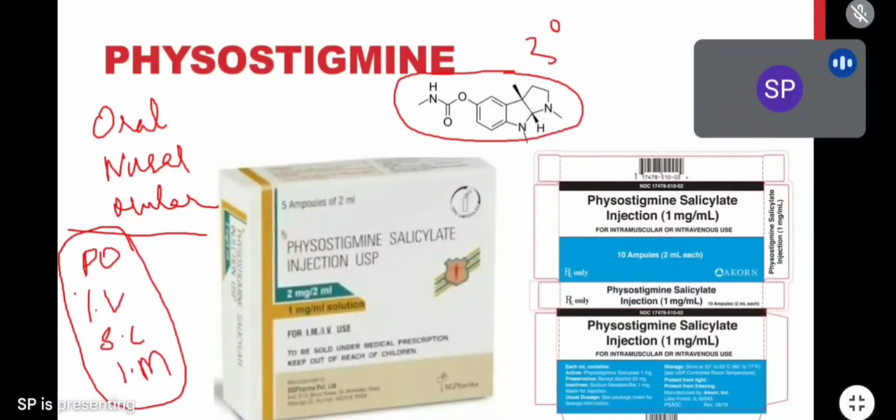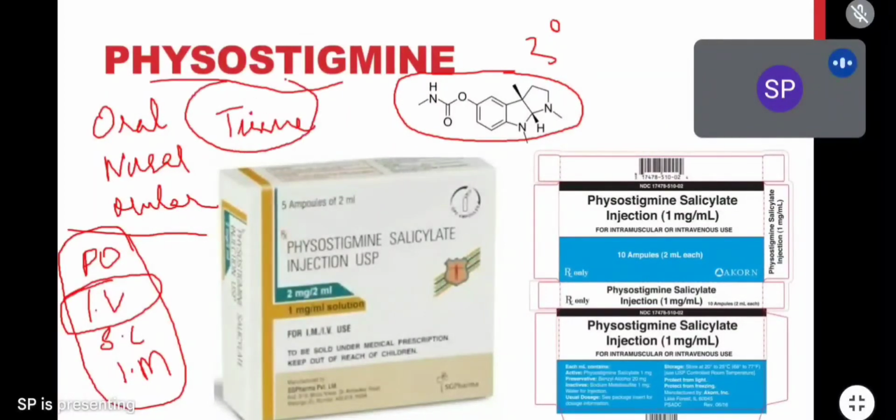Okay, and it is preferred with IV only. It is preferred with IV. This is one point. And physiostigmine, listen carefully, has high tissue penetration power. High tissue penetration power. If it is applied on the skin, from the skin also it will be absorbed rapidly. That is called tissue penetrating power. If it is given through IV, from the IV it will penetrate to all tissues. This is one important point.